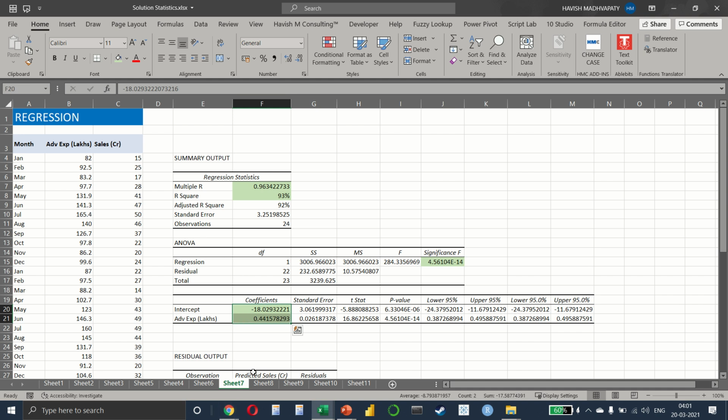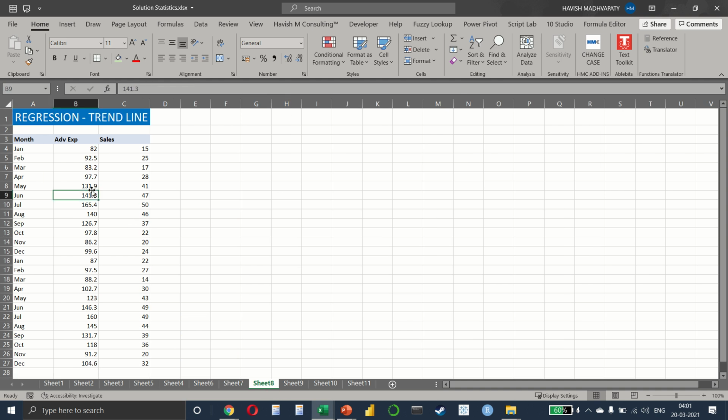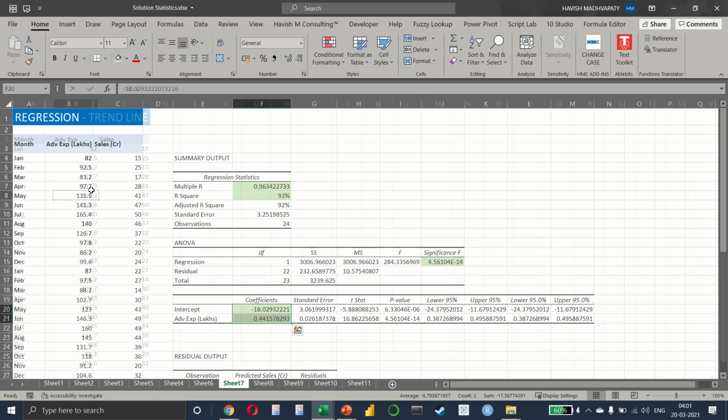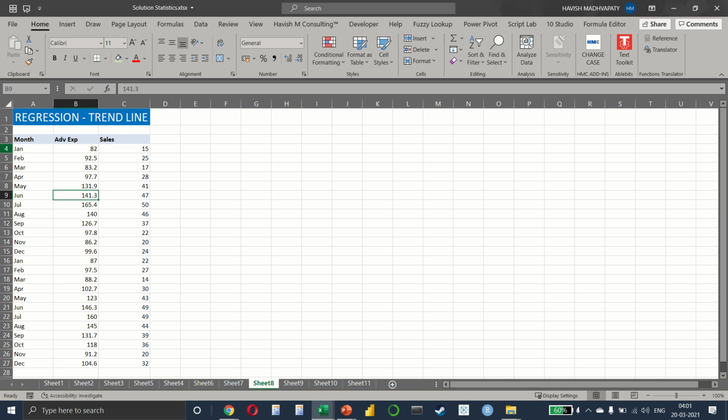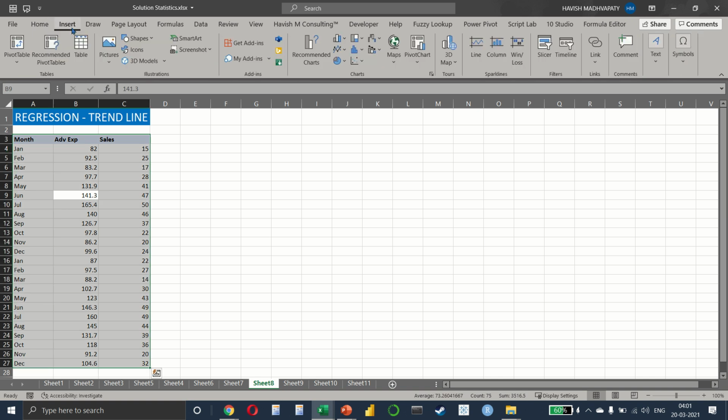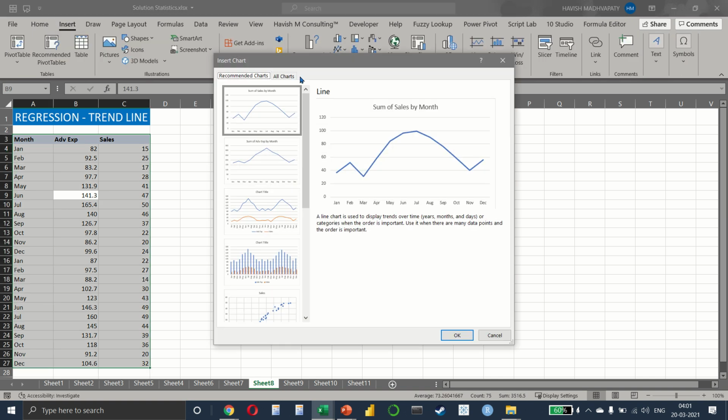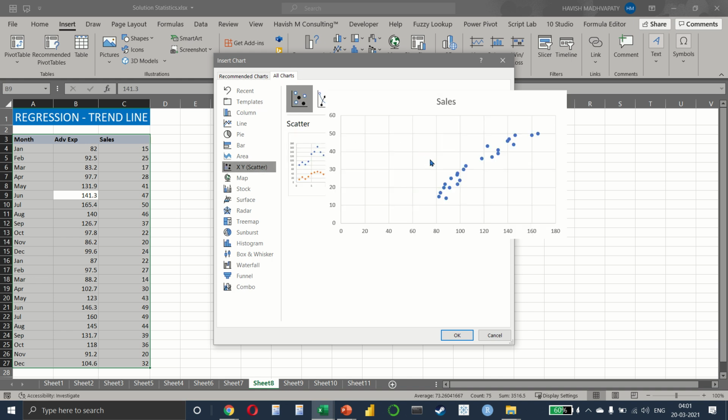All right, let's try to create the trend line. And then I'll explain how the residual output is coming. This is very simple. Insert a scatter chart like we did earlier.